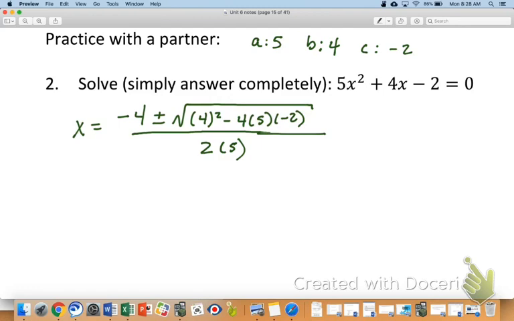Were you thinking that because this was negative, this had to be negative? Possibly? Say again? Because that one was negative. No, it's positive b squared. Where do you go after? Make sense? Okay.